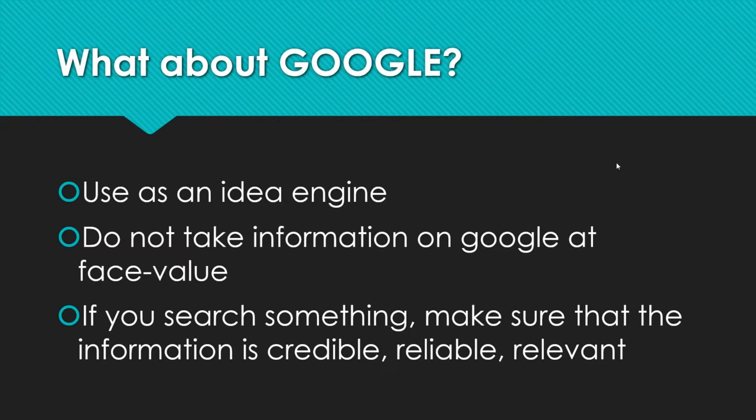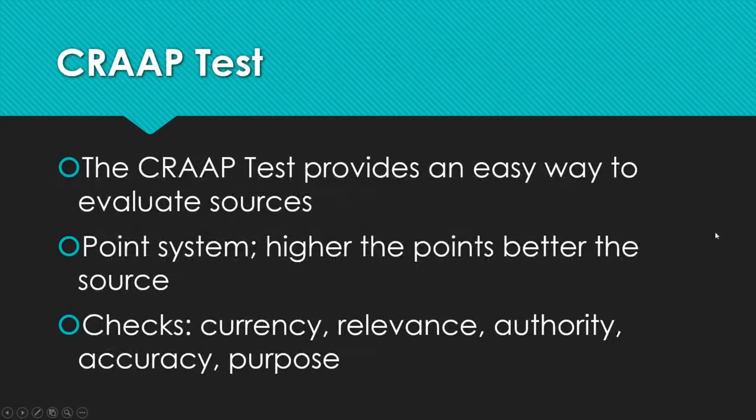If you do choose to use Google and you think, no matter what, I have found a great resource, I want to use it, Google has not led me astray, just make sure that the information is credible, reliable, and relevant. Always make sure to check that. So how do I make sure it's all these things? That's why I said earlier, we're going to get rid of the CRAAP. The CRAAP test is a way to evaluate your resources.